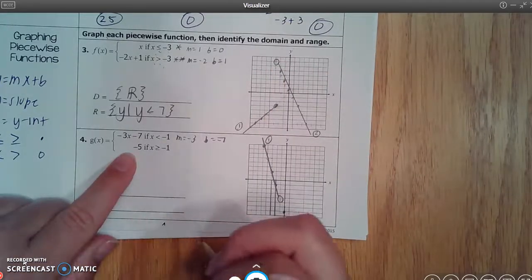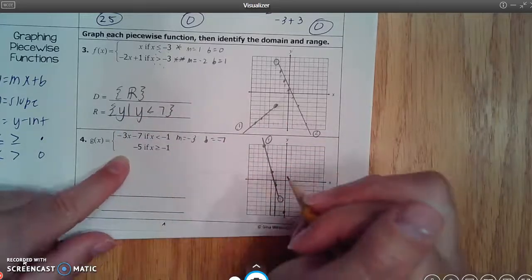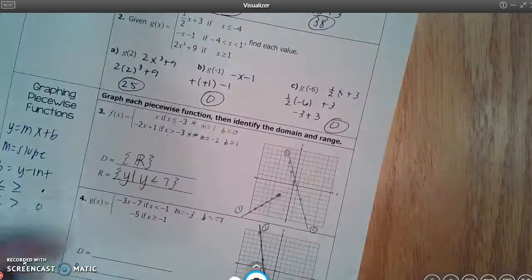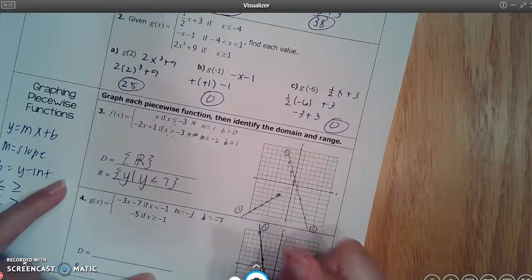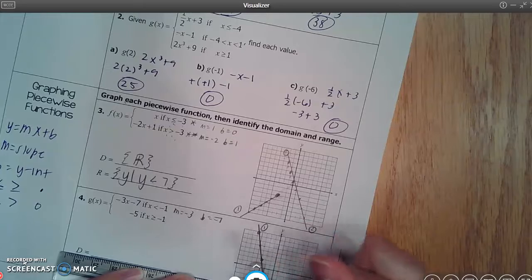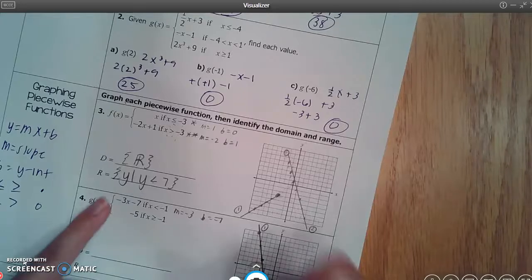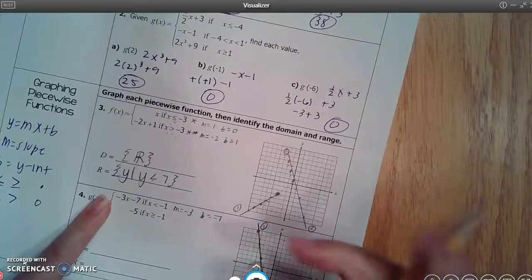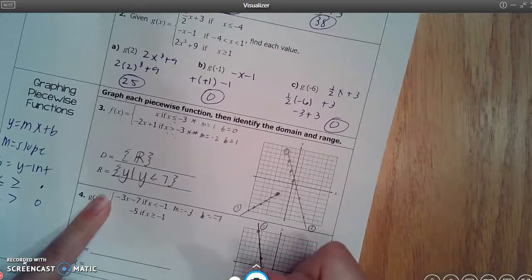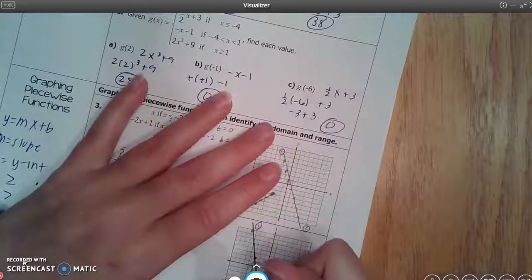Line 2, I don't have a slope. So when I have y equals a number, it means it's a horizontal line. So I'm just going to go to -5: 1, 2, 3, 4, 5. Draw my line. And here's what my line should look like. However, I only want y values that are greater than or equal to -1. So I actually don't want this left side. I want from here with a closed dot over. I made this circle a little too big.